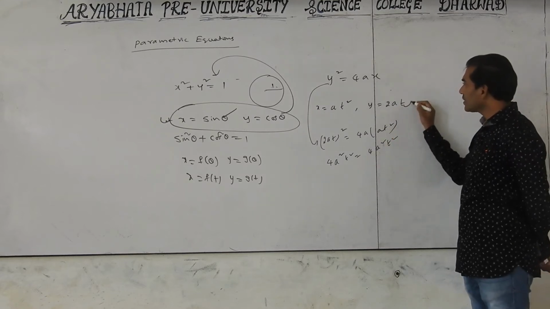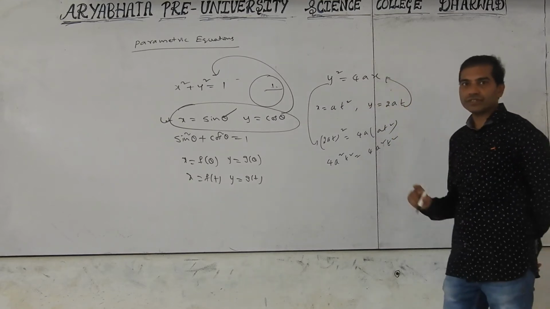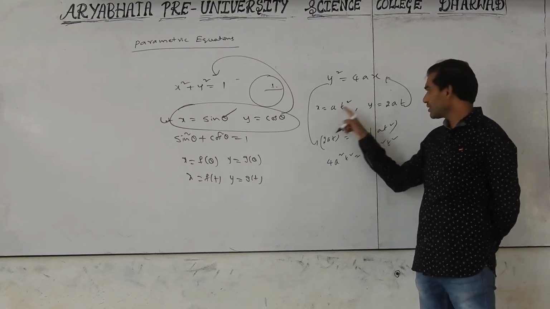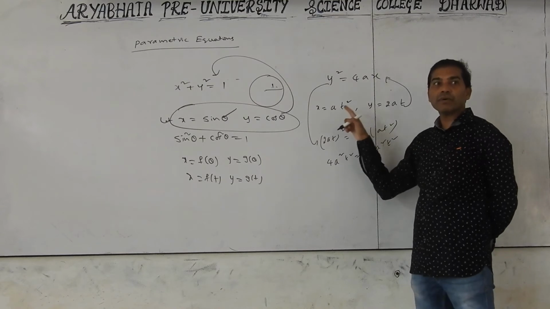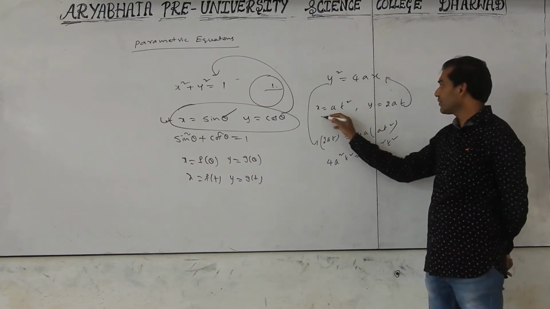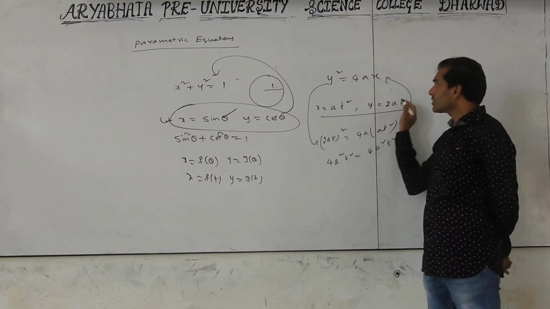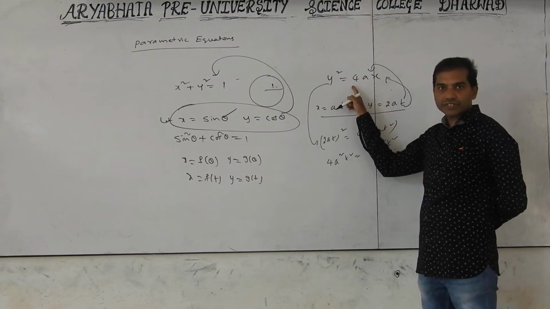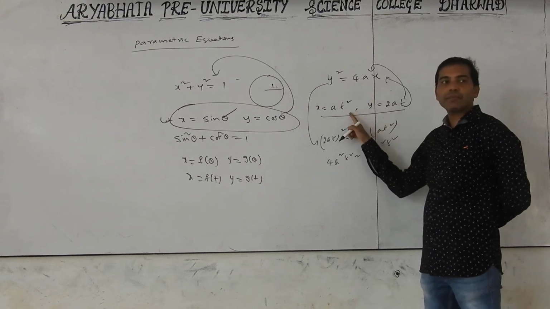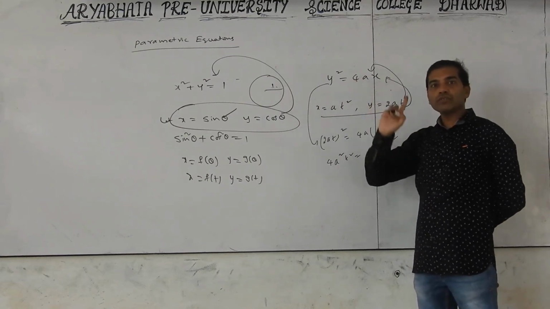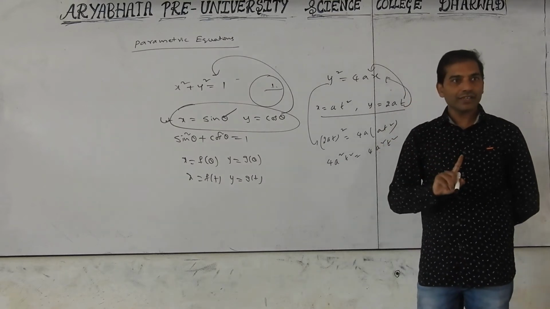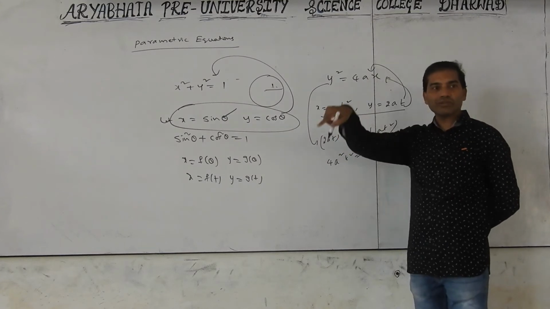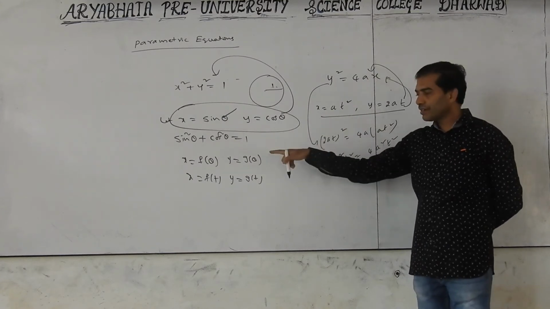That means these equations satisfy this equation. So there is a third variable, t. So x, y and t, where t is called the parameter. So this equation is called the parametric equation of this. This is the implicit function. This is the parametric form. In the implicit function, there are two variables, x and y. In the parametric form there are three variables, x, y, and one more, either t or theta or any one.